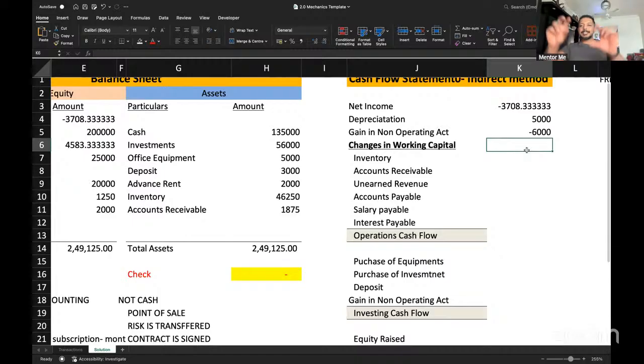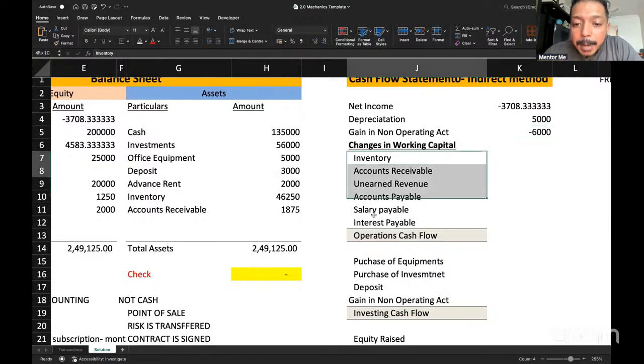Okay. So this is the first part of the cash flow statement. Always remember, we start with net income. We add the depreciation. And then if there are any other expenses which are not cash, we directly reduce or add them. Then we start with the working capital accounts.